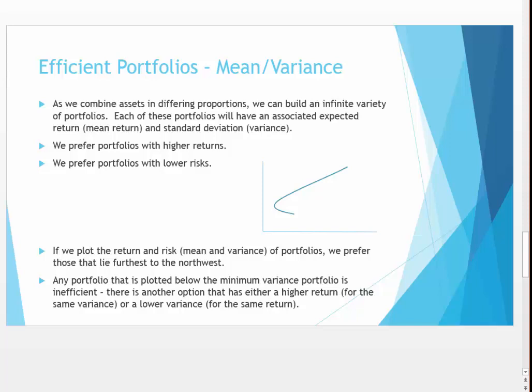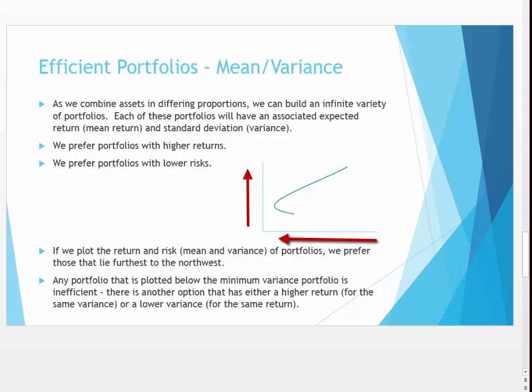We prefer portfolios with higher returns. So if returns are on this y-axis, we prefer to be higher. We prefer to go up on that. So we like to have our returns be higher. But we also prefer our portfolios to have lower risks. So we prefer to move left on the x-axis and have less risk. So those are our primary considerations.